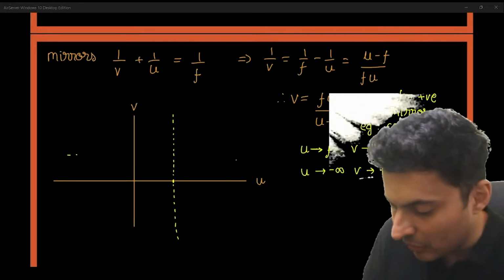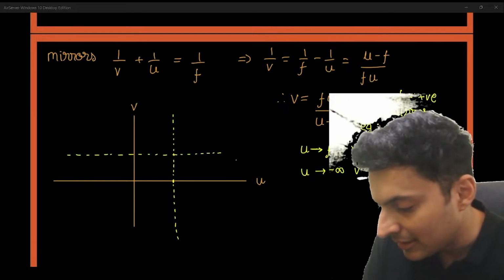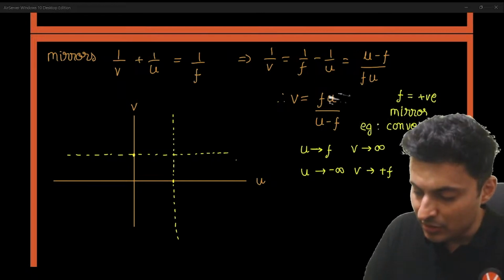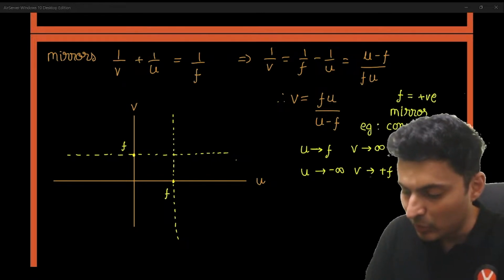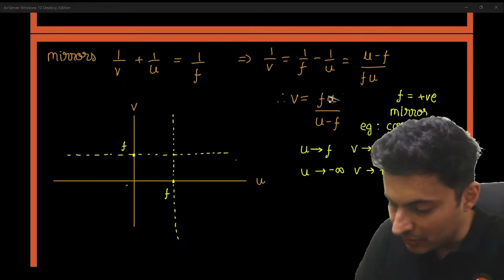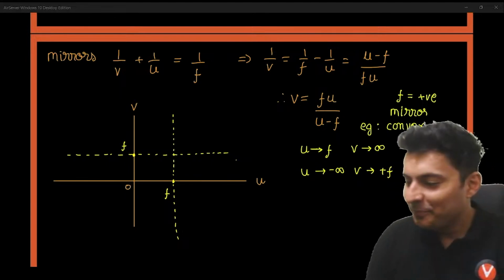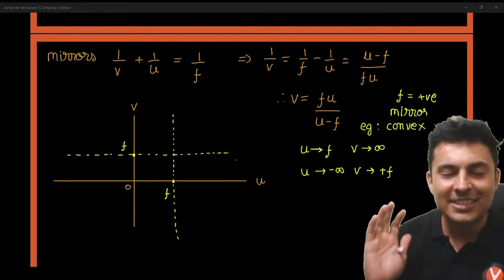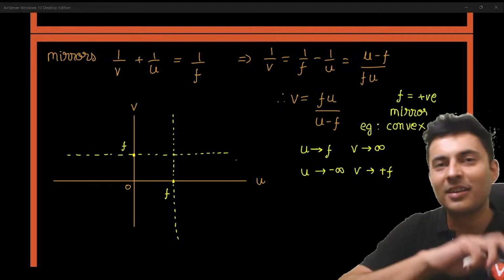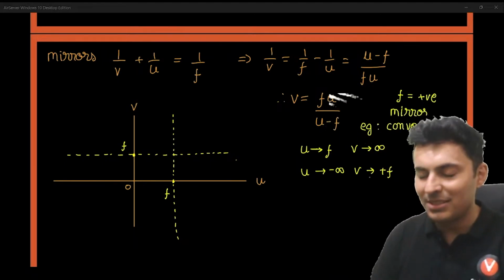So I'll just draw a horizontal line like this. This is going to pass through f. This is also going to pass through f. And the intersection of these two is the origin. So now, my dear students, the rest of the graph will be simply curved lines. Where those curves come is very important.